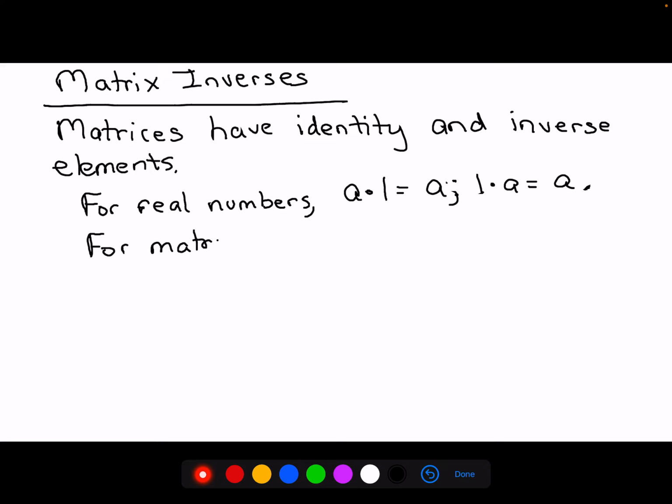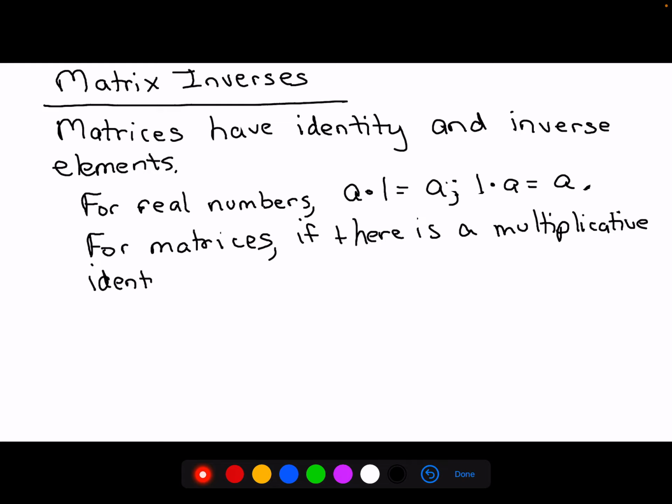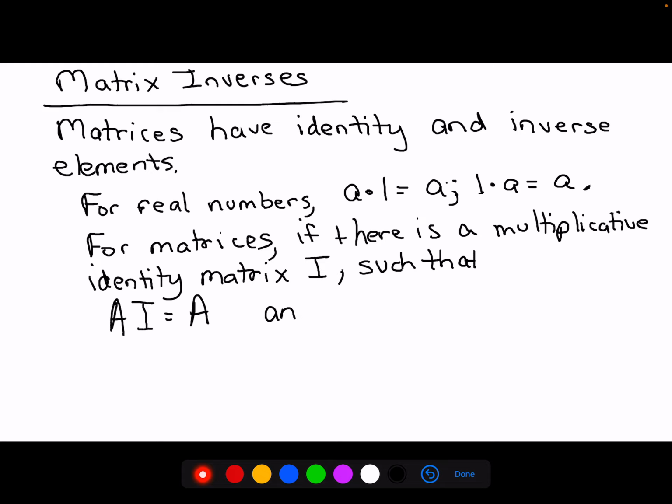If there is a multiplicative identity matrix, we'll go ahead and call it capital I, such that matrix A times I equals A, and I times matrix A equals A. So in other words, you can take the matrix times the identity, or the identity times the matrix, and you'll get back just that same matrix for any matrix A.